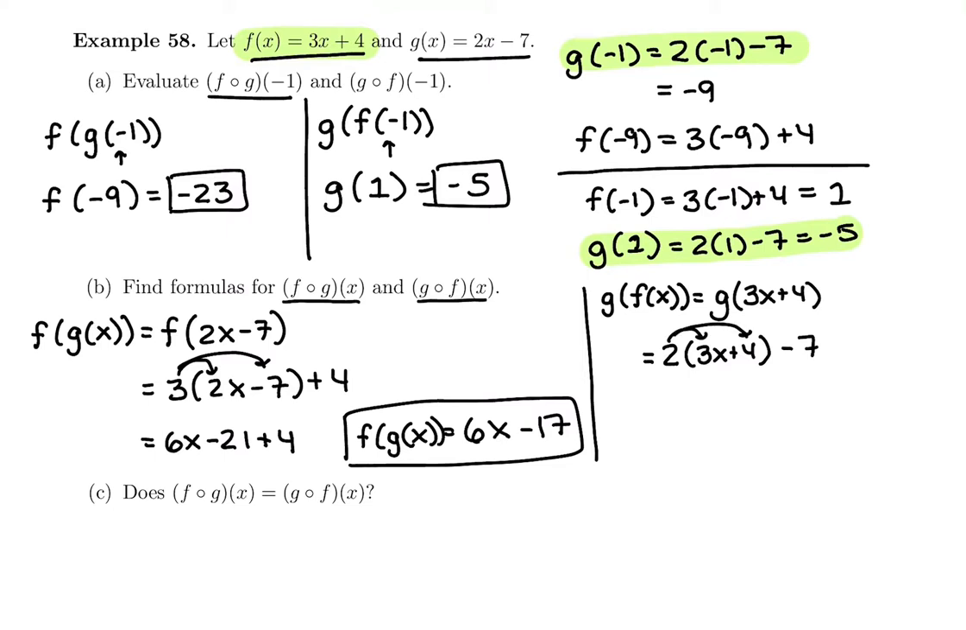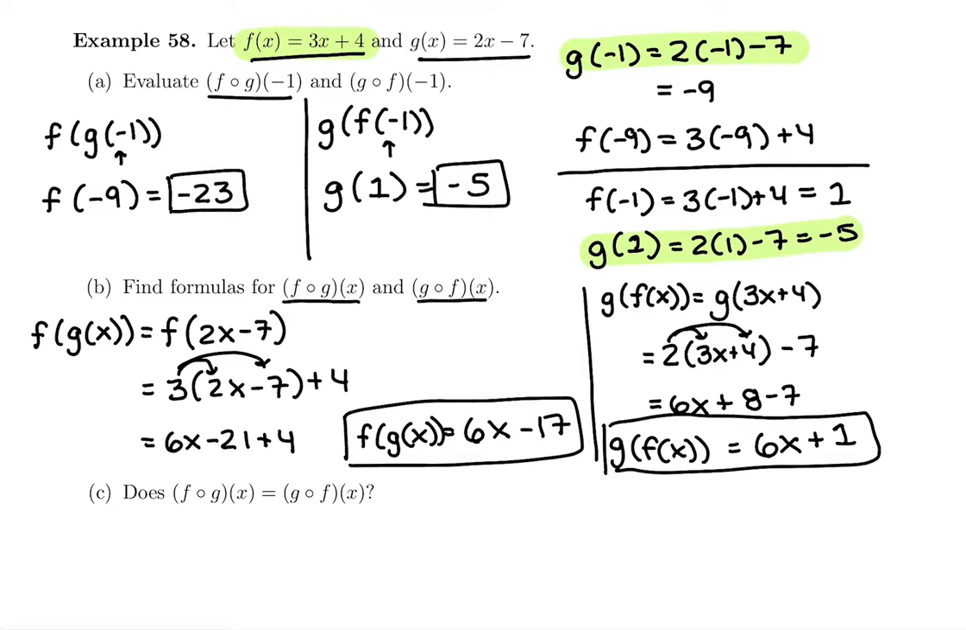I'm going to distribute in here, which is going to give me 6x. 2 times 3x is 6x, and 2 times 4 is 8, minus 7. So my g of f of x, when I combine my like terms, I get 6x plus 1 when I do 8 minus 7.